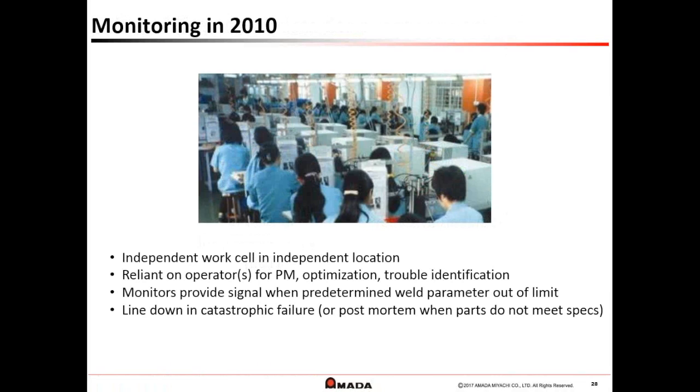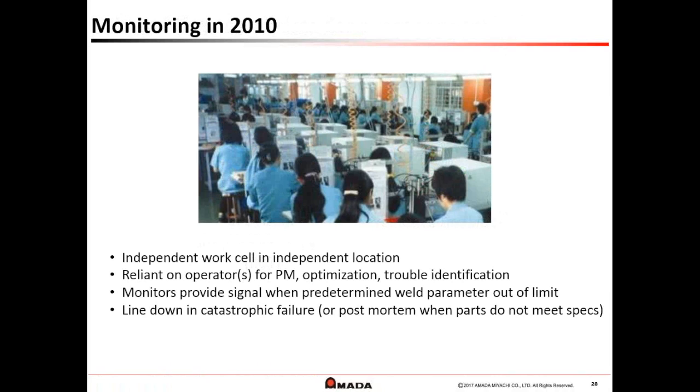Let's go back to that work cell or that production floor again with a number of different work cells. And I put monitoring in 2010. This could be 2000. This could be 1990. The picture is certainly a little bit older. But what I want to show is that it's independent work cells, each in independent locations. Yes, the operators are side by side, but they're all working independently and they're focused on making their parts. They're not necessarily sharing a lot of the information or passing it along between their neighbors or even the more distant neighbors.